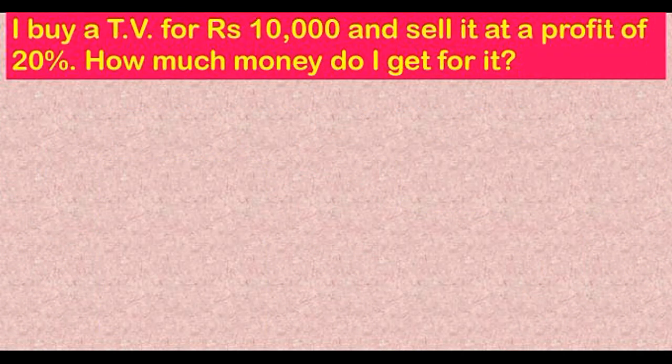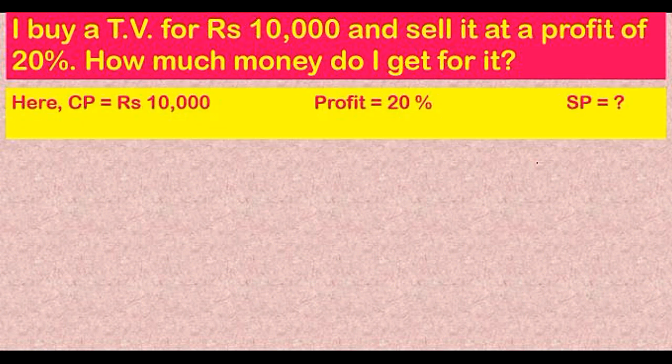I buy a TV for ₹10,000 and sell it at a profit of 20%. How much money do I get for it? Here, the CP is given as 10,000. Profit is given as 20%. We have to find SP, that is selling price. Whatever we have to find, let me assume it as a variable x. So I have assumed SP to be x.